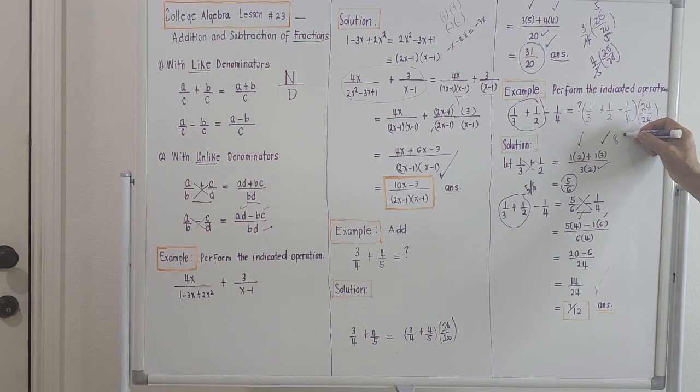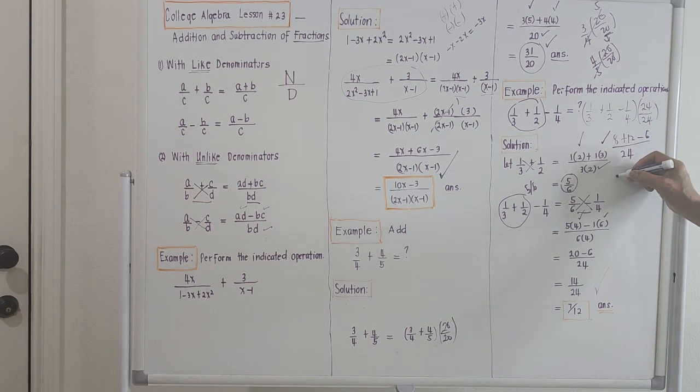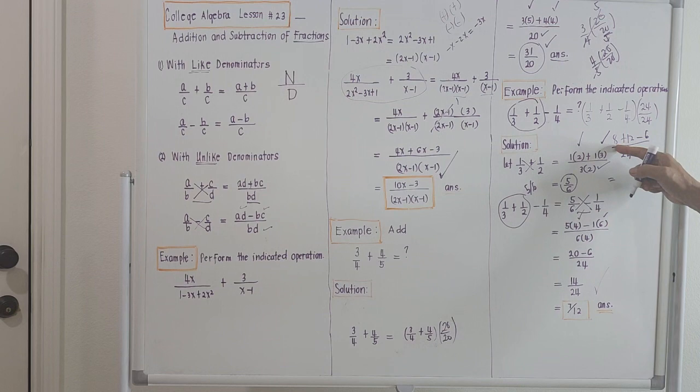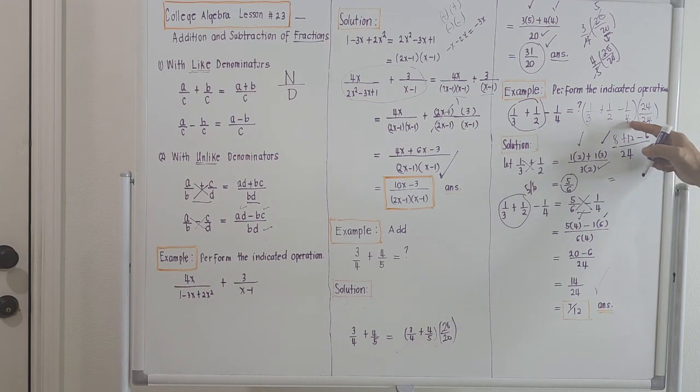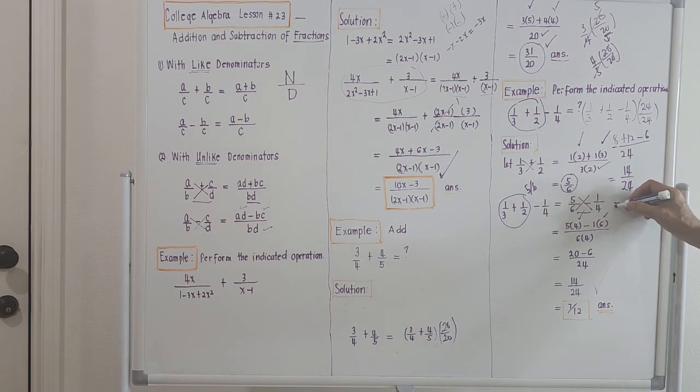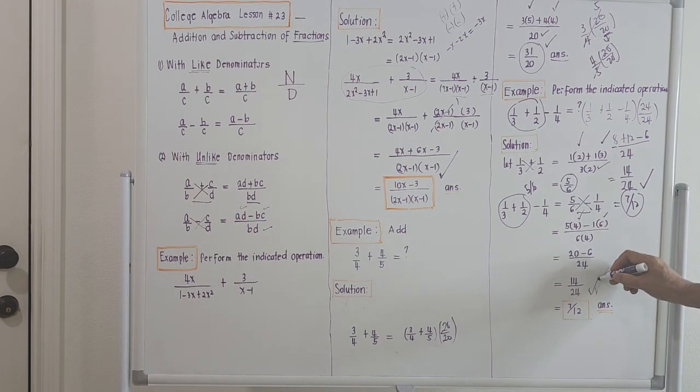This will be plus 12, right? 24 over 2 will be 12. And 24 over 4, that will be minus 6. All over the common denominator 24. So what will come out? 8 plus 12 will be 20 minus 6, that will be 14 over 24. Again, divisible by 2, so that will be 7 over 12. So the final answer will be 7 over 12, same as this one.